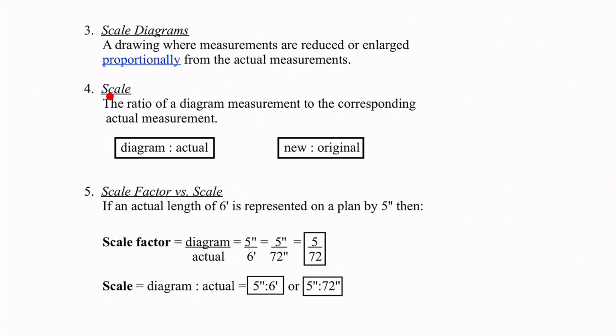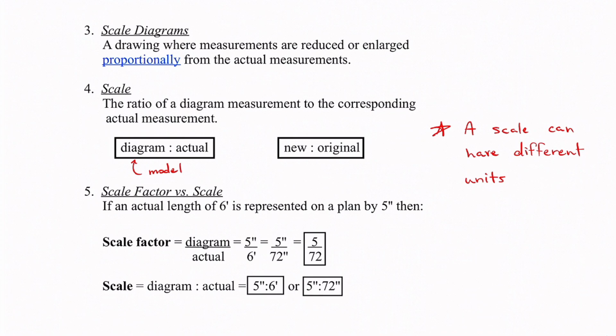A scale is the ratio of a diagram measurement to the corresponding actual measurement. So it's the diagram measurement to the actual measurement. Or another way to say this, it's the new one to the original one. And again, another word for a diagram, you could also be given the word model instead. Now the difference between a scale and a scale factor is that a scale can have different units. So I'm just going to write that on the side. And next we're actually going to see an example of that.